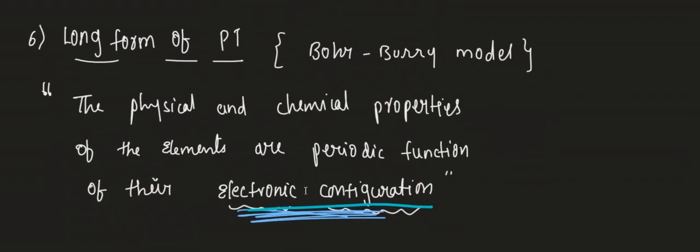Move to the next one, the long form of the periodic table, which is the Bohr-Bury model. Here the definition is: the physical and chemical properties of an element are a periodic function of their electronic configuration. Very, very important. Let me repeat again. So what is the definition?